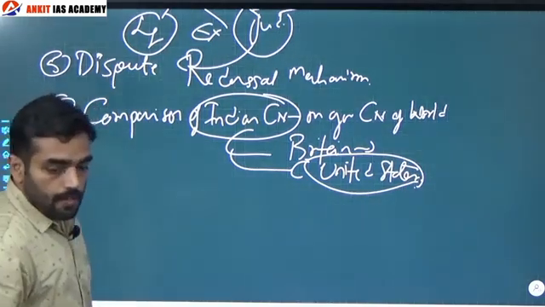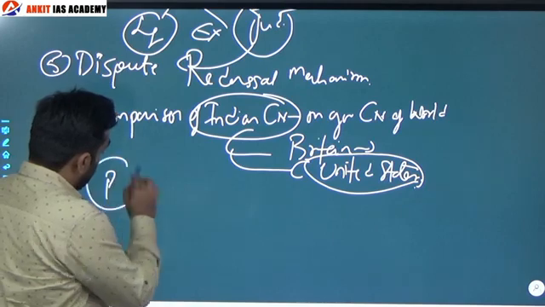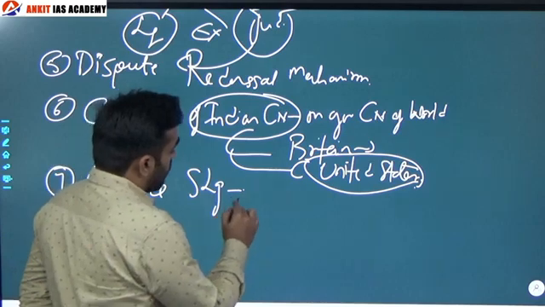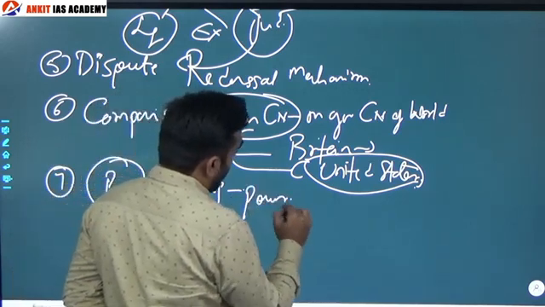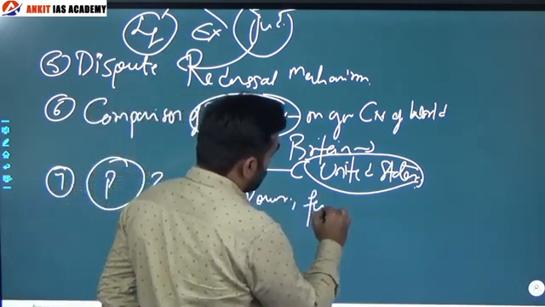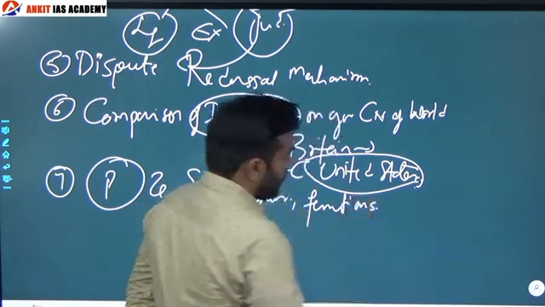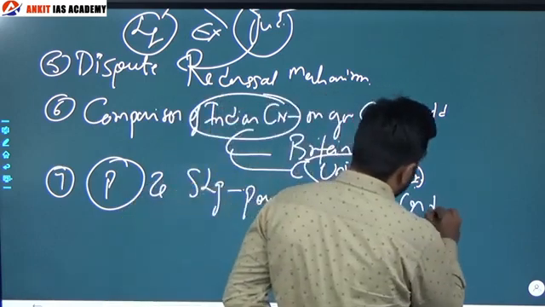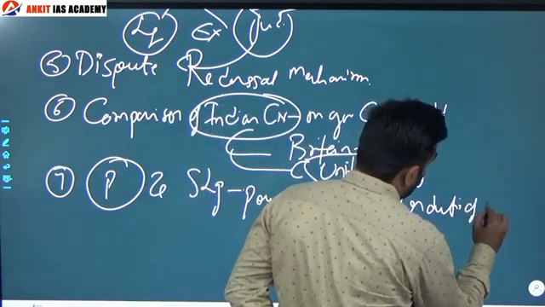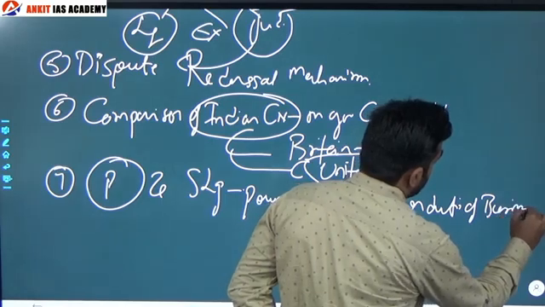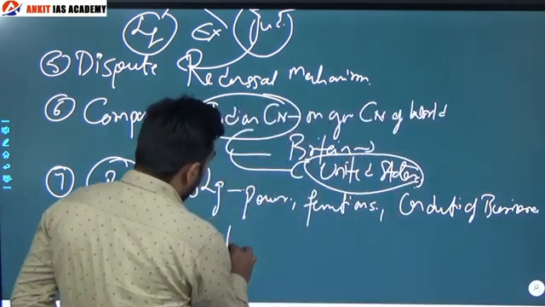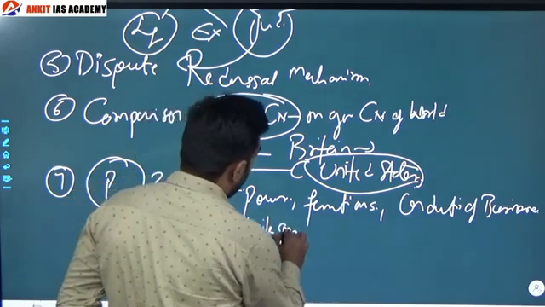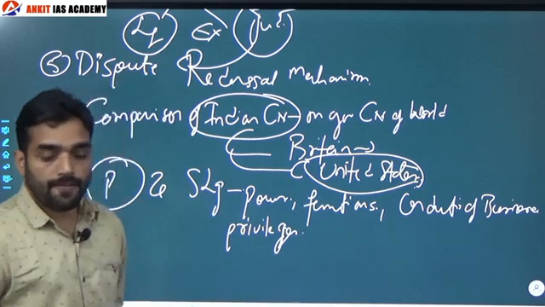Seventh part is Parliament and State Legislature. Then there are powers of Parliament and State Legislature, functions. Fine. Their conduct of business. It means parliamentary proceedings. Then there are privileges of MPs and MLAs. Fine.